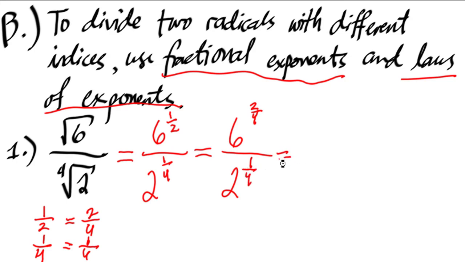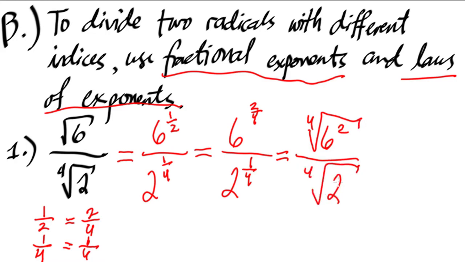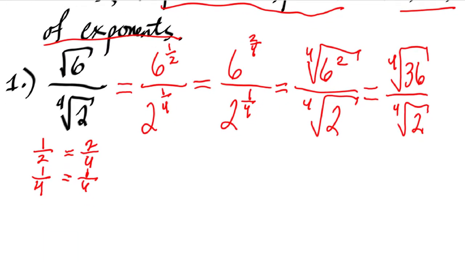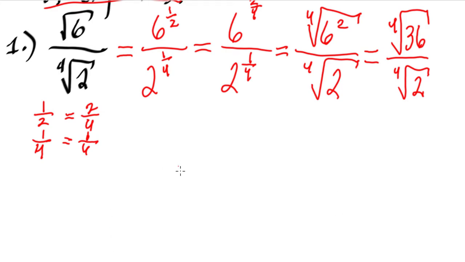Hence, we'll convert this to radicals right now. What we have is the fourth root of 6 squared all over the fourth root of 2. And 6 squared we know as 36, right? So we have the fourth root of 36 divided by the fourth root of 2. Since they are now of the same root, we can simplify this: the fourth root of 36 over 2.